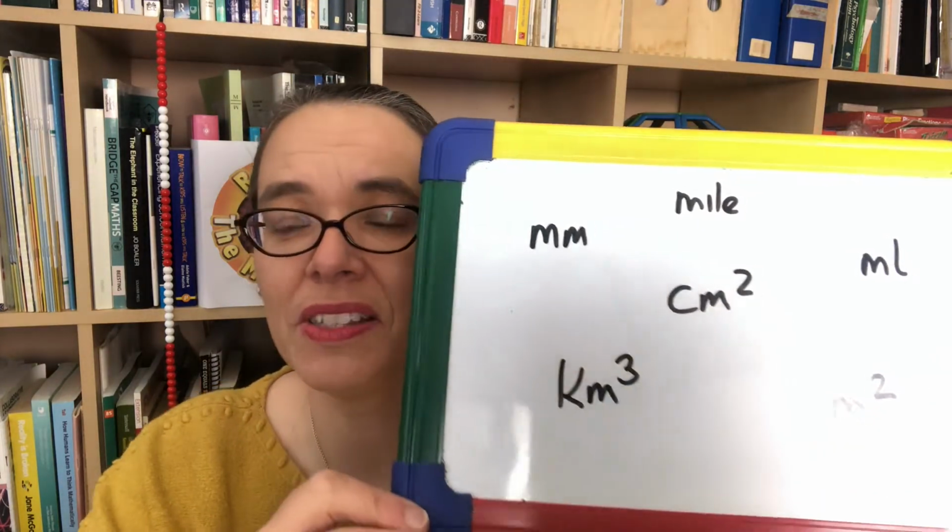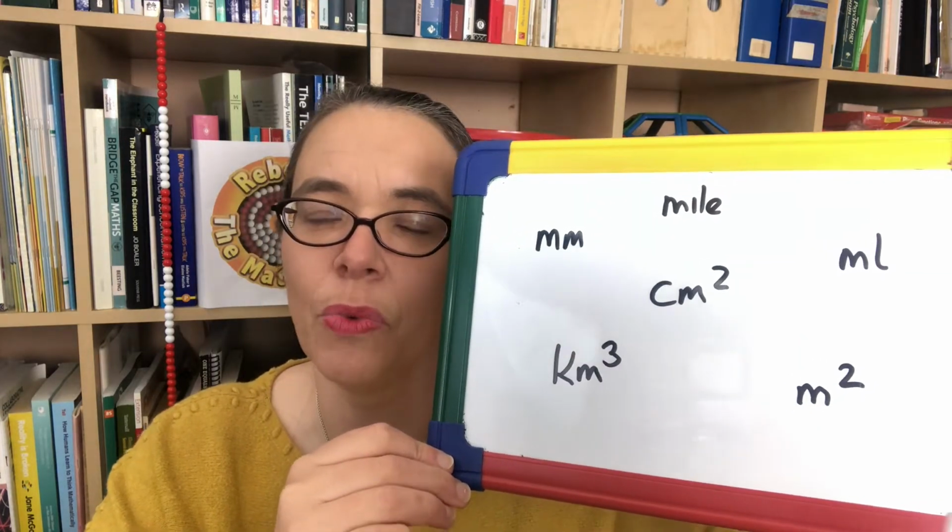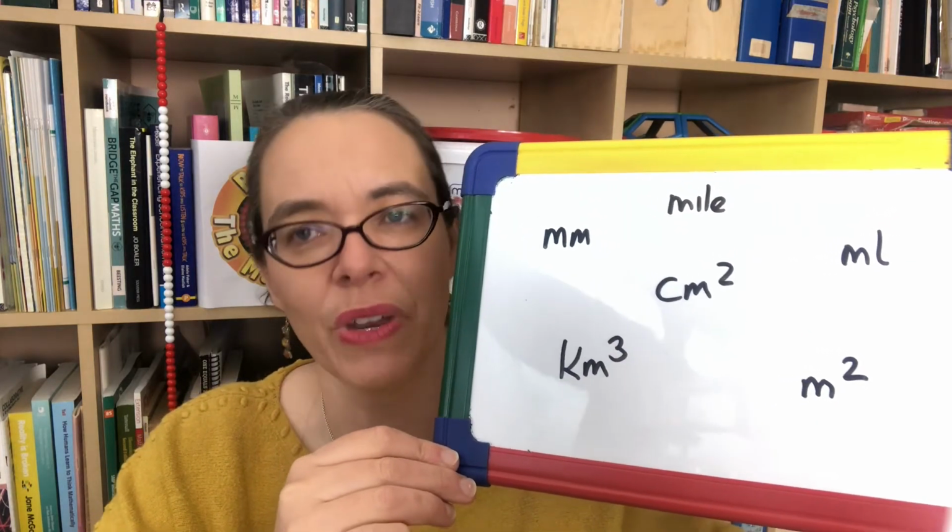The final part of being an expert teacher of volume is about teaching your children to deeply understand the difference between measurements in 1, 2 and 3 dimensions. So one way of doing that is just to give them some units of measure and ask them which of these are for length, which are for area and which are for volume.